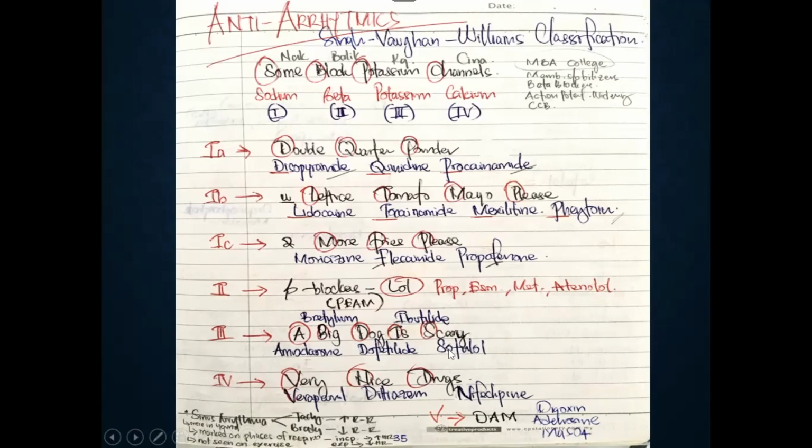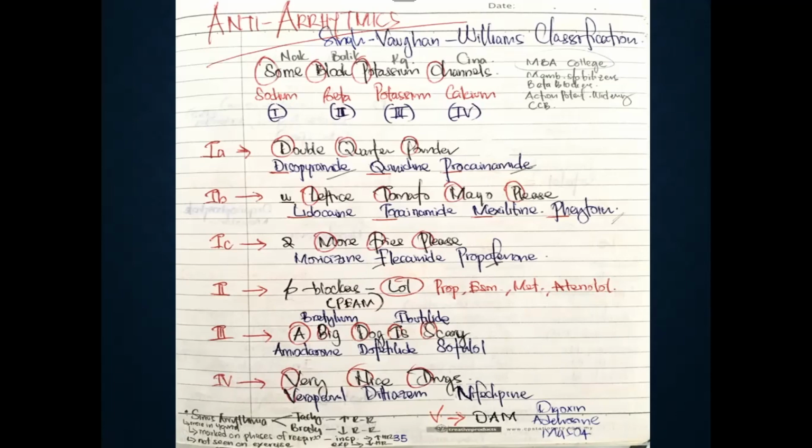It belongs to group 3, potassium channel blocker. Okay, don't get confused. Just because there's a "lol" there, don't think of beta blocker. Then group 4 is your calcium channel blocker. You remember them as very nice drugs: verapamil, nifedipine, and diltiazem. Okay, this is the 4 groups of antiarrhythmics by the Vaughan-Williams classification.